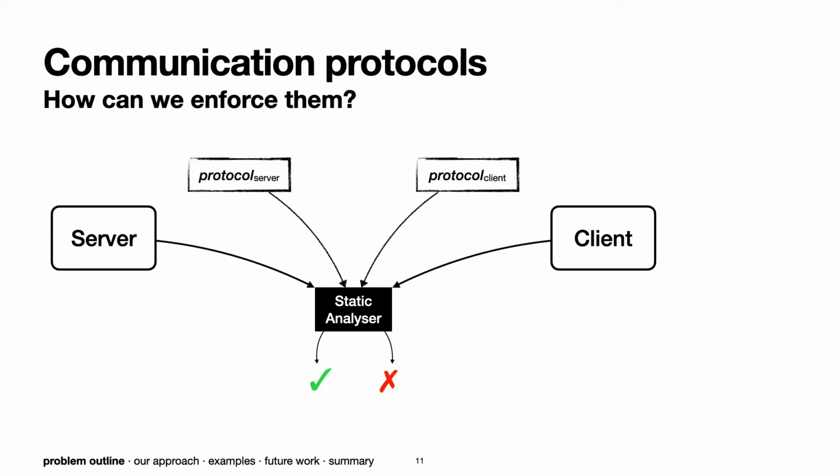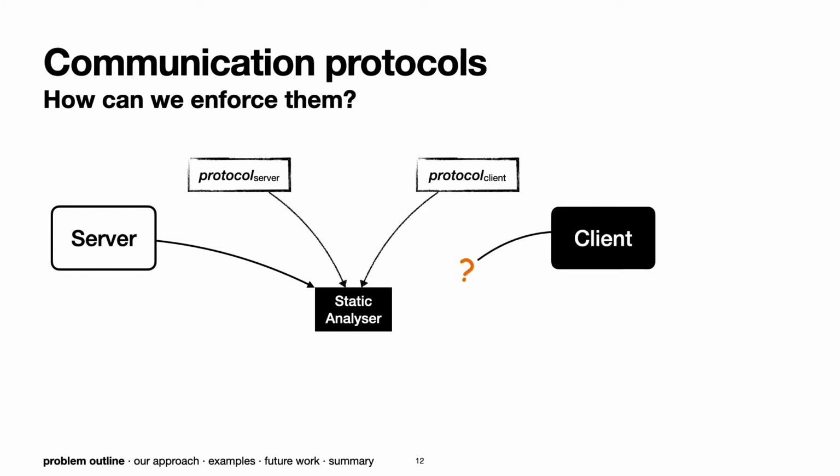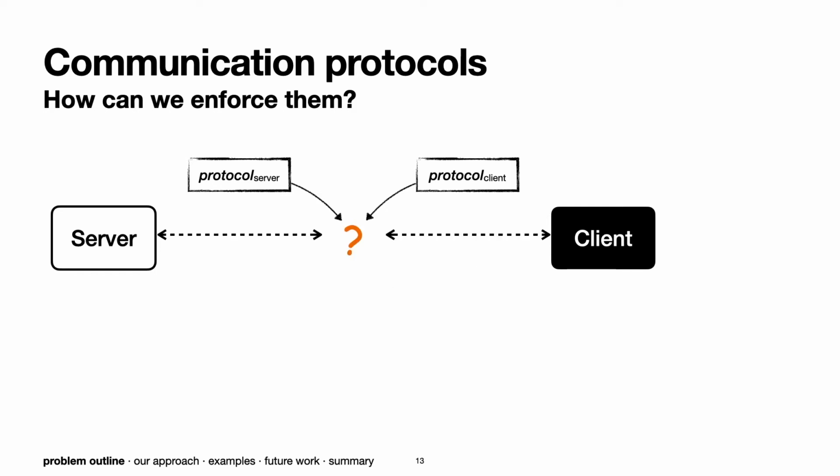The second option would be to go with full static analysis of the participants, whereby we assume that we have a static analyzer, which, given the implementation of the two participants, together with the protocols they should follow, would tell us whether they conform with the protocol or not. However, in our case, we do not have access to the implementation of the client, and therefore we cannot use such static analyzer. And as a result, we are back to where we started.